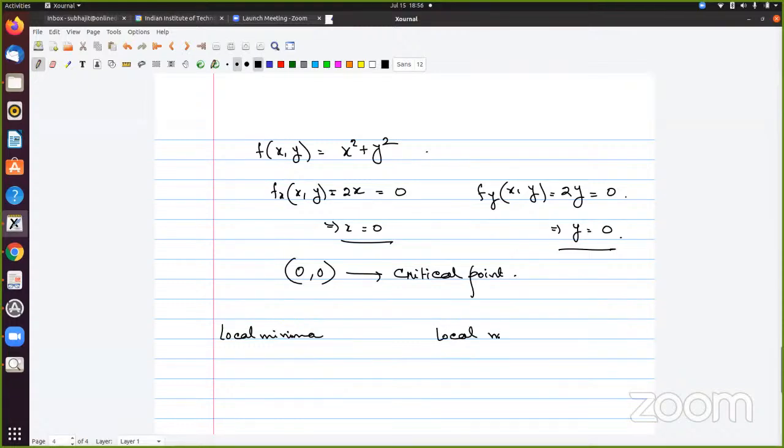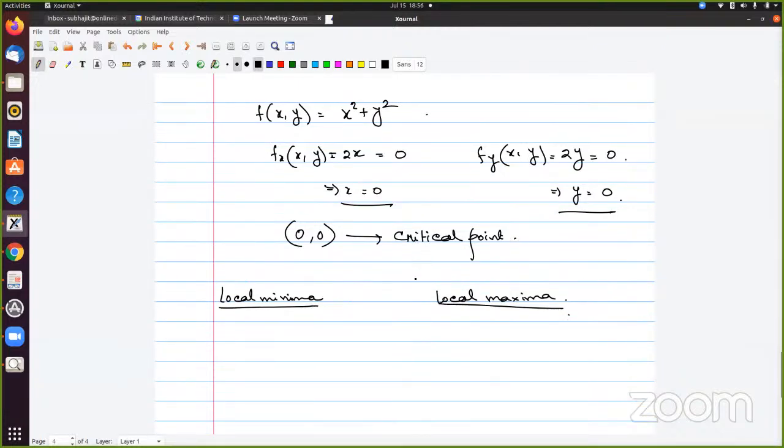Where x is greater than 0. F dash x, not f of x. No, I am just asking. I am not asking for condition. I am asking for definition. What do you think? What should be the definition of local minima?